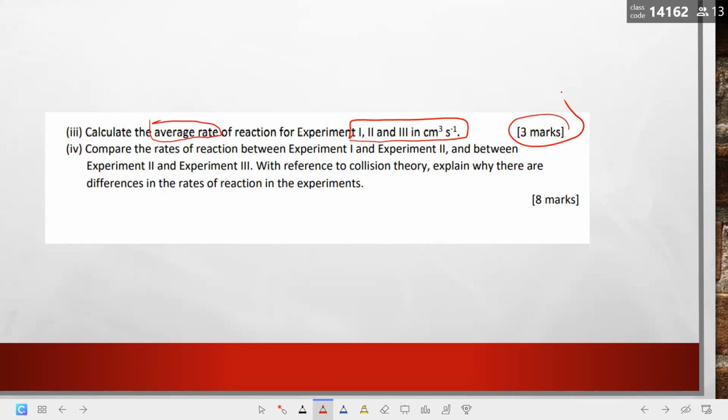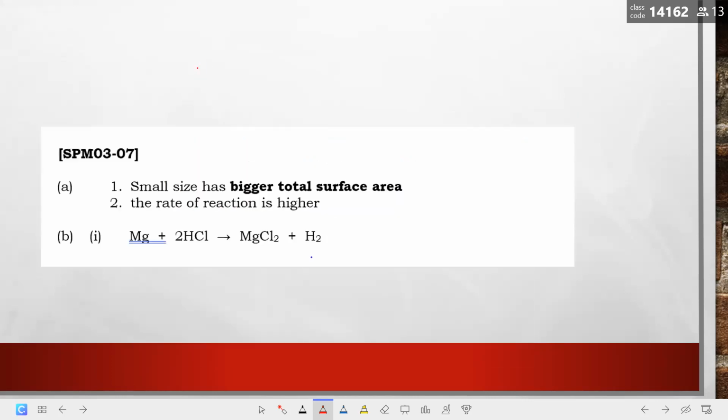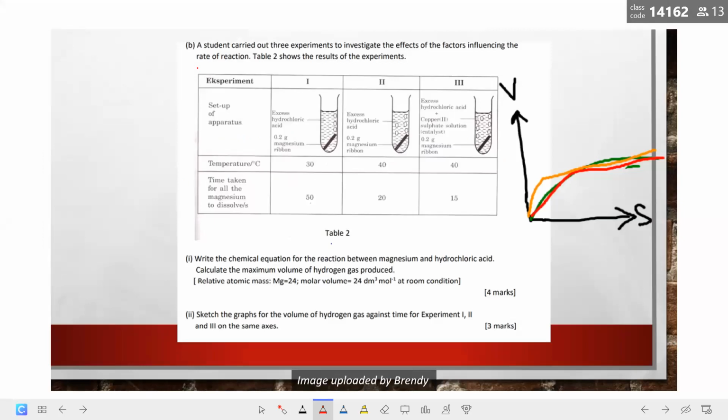Do I need to draw tangent? No, sir. I don't need to draw tangent. Excellent. Okay. Do for me the question now. What's my average rate of reaction for experiment 1, experiment 2, and experiment 3? Very easy.